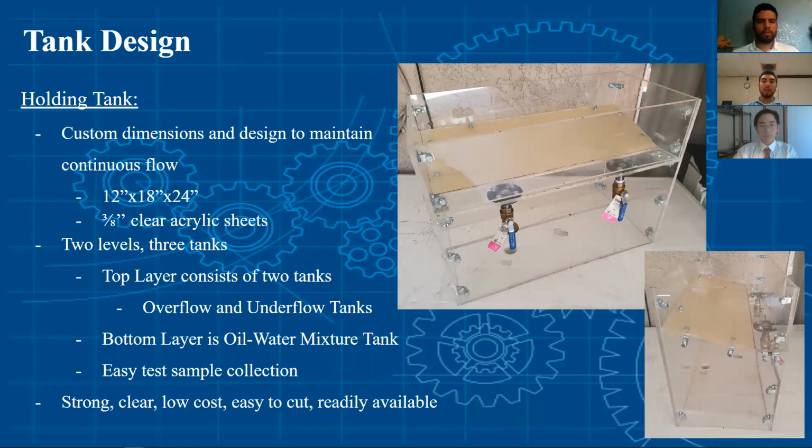For the sake of this project, to maintain continuous flow throughout the system, a custom holding tank was designed. To keep the overall cost of the project low, we designed and fabricated this tank ourselves. The overall dimensions of the tank are 12 inches by 18 inches by 24 inches. The tank was constructed out of 3/8 of an inch clear acrylic sheets. These sheets are specifically chosen because of the material strength, transparency, cuttability, and availability.